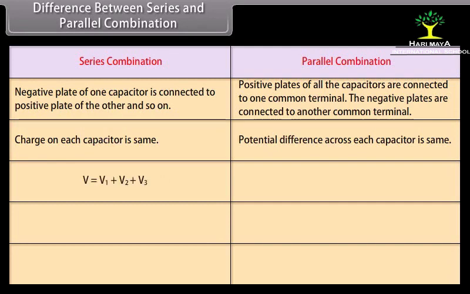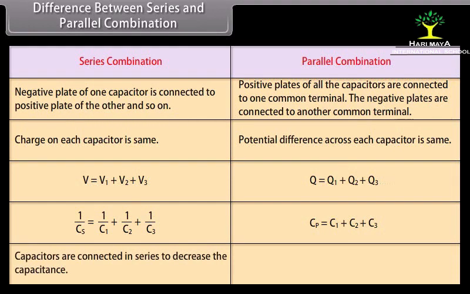In series combination, V is equal to V1 plus V2 plus V3. Whereas in parallel combination, Q is equal to Q1 plus Q2 plus Q3. In series combination, reciprocal of Cs is equal to 1 upon C1 plus 1 upon C2 plus 1 upon C3. Whereas in parallel combination, Cp is equal to C1 plus C2 plus C3. In series combination, capacitors are connected in series to decrease the capacitance. Whereas in parallel combination, the capacitors are connected in parallel to increase the capacitance.